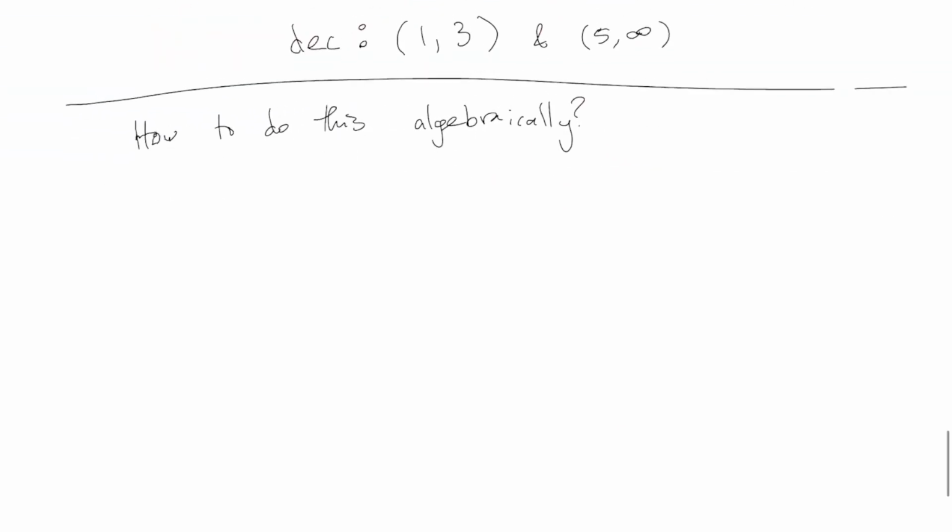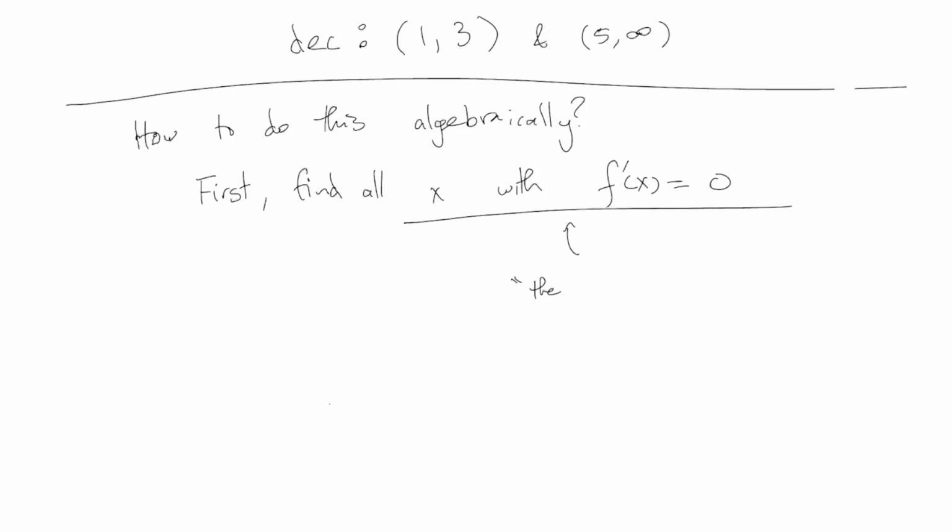So the idea here, how do we do this algebraically? First, you find those bumpity bump points, and you can find them by, I would say you find all x with f prime of x equals 0. Those are the ones where the tangent line is horizontal, right? And actually there's a name for those in this context. These x's are called the critical numbers. I like to say numbers. Those are the x values where the derivative equals 0.